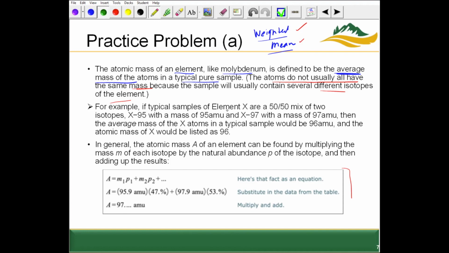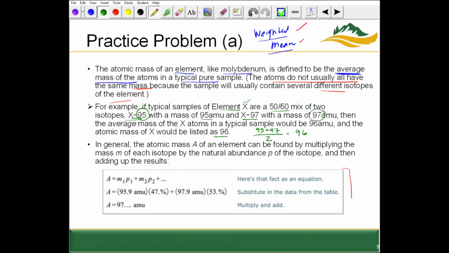For atoms of element X, if there's a 50-50 mixture of this isotope X95 and this isotope X97, so half of the atoms of element X weigh 95 atomic mass units and the other half weigh 97 atomic mass units, then the average reported atomic mass of element X is going to be the average. So we would say 95 plus 97 divided by 2, the total number of values being inputted into this average.